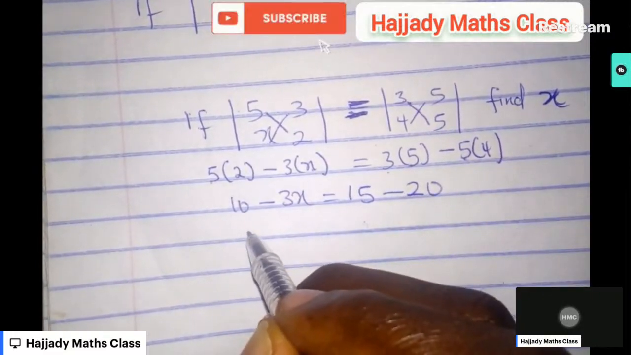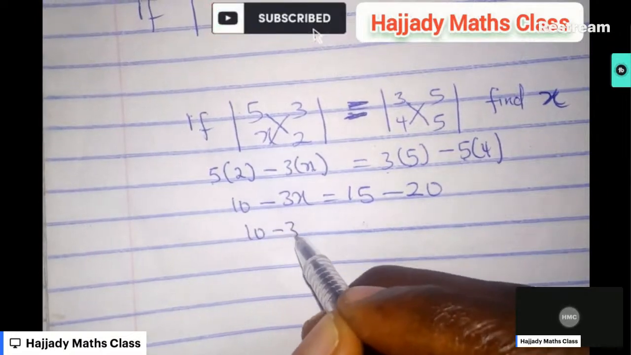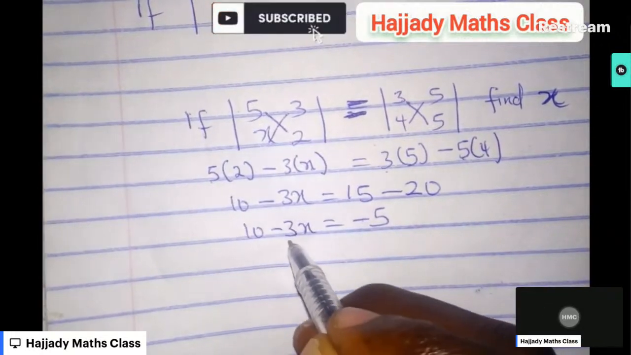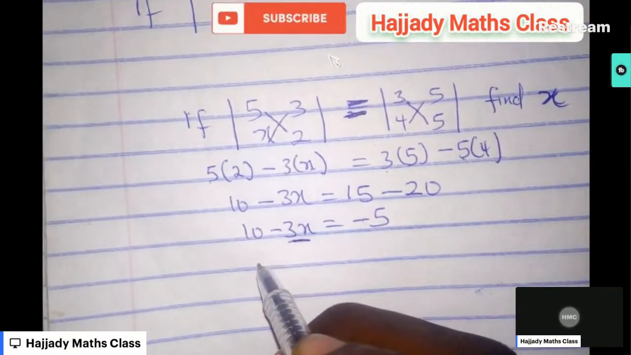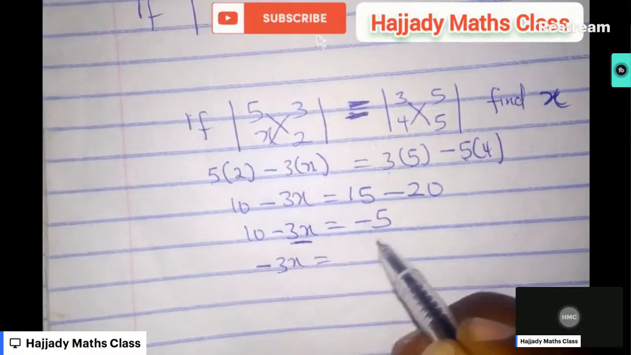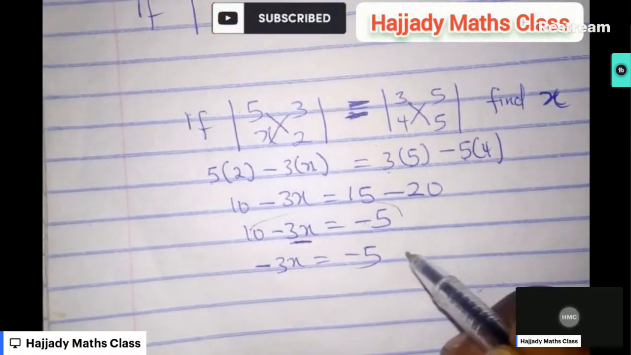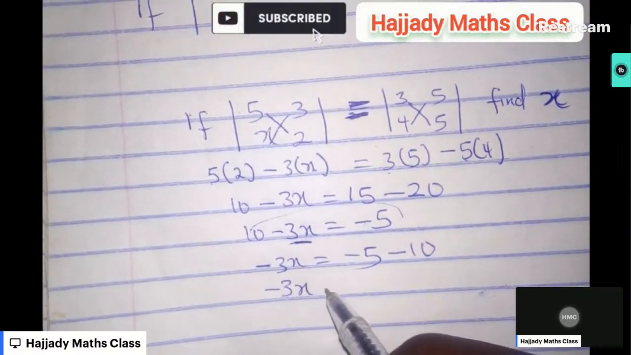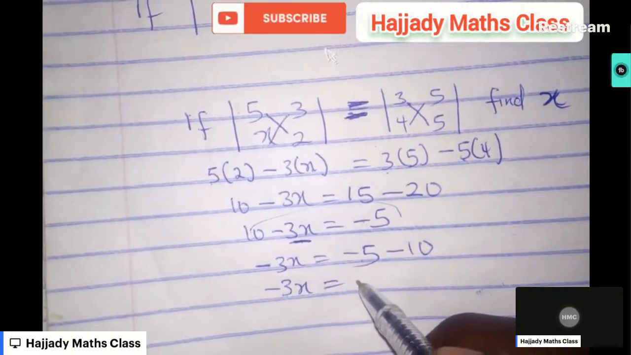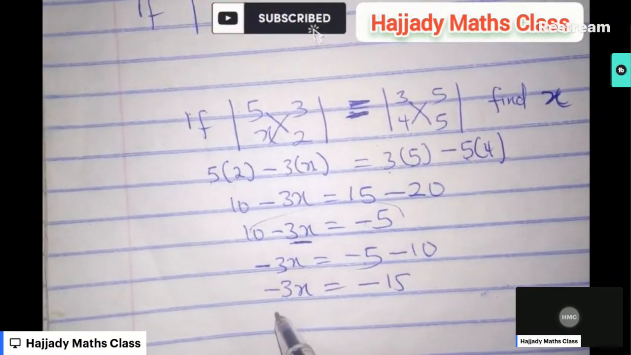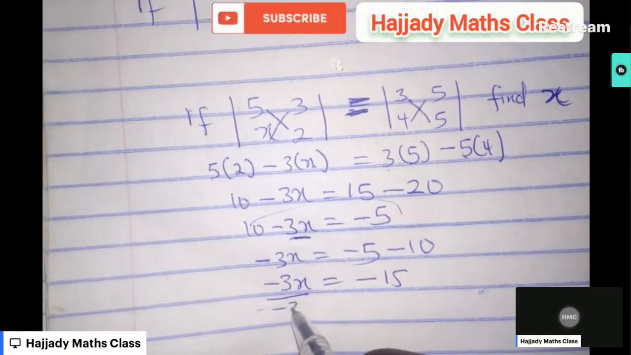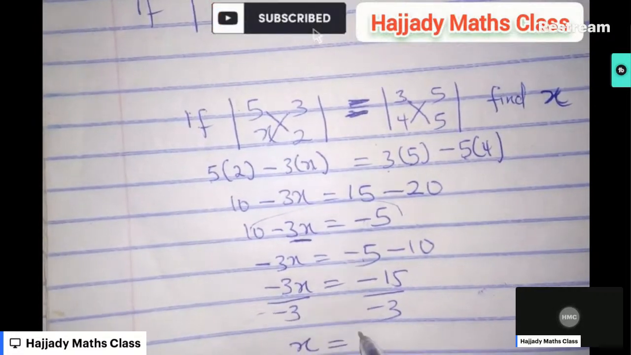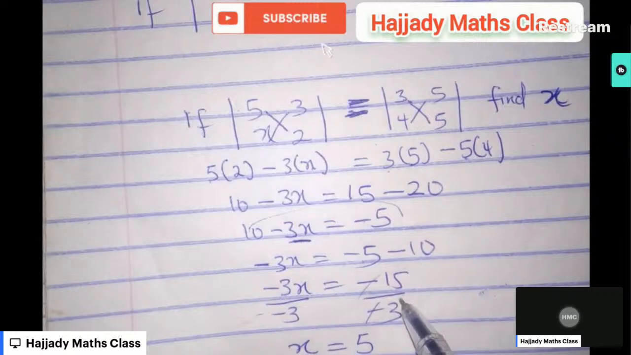Okay, now from this I'm having 10 minus 3x equals 15 minus 20 gives minus 5. So making the 3x subject of the formula here, I'm having minus 3x equals minus 5. This coming to this gives minus 10. So here I'm having minus 3x to be equals to minus 5 minus 10 gives minus 15. Dividing both sides by the coefficient of x, which is minus 3, minus 3. Finally, the value of my x is what? 5. This cancel out and we have this.